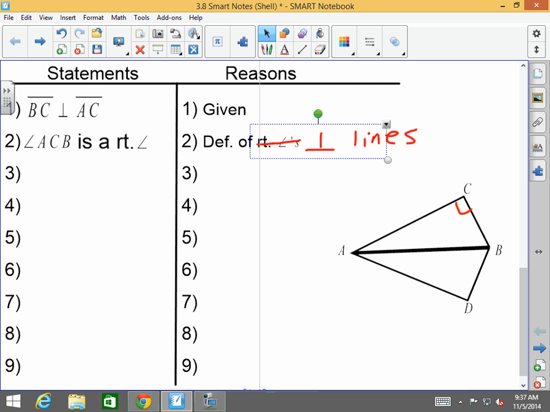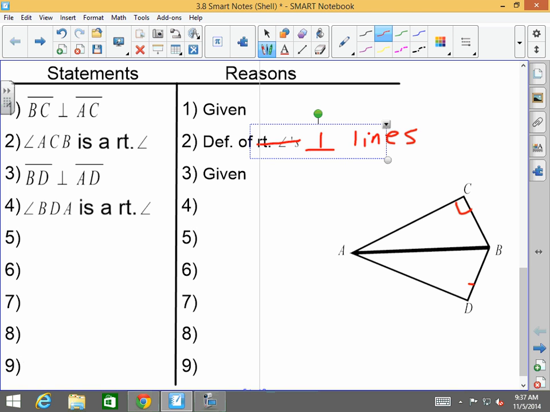Next, we have another given with another perpendicular, and it states that BD is perpendicular to AD. That's a given. What can we determine from that or infer from that? There you go, my brother. Angle BDA or ADB, however you want to mention it, is a right angle. And so we're going to go ahead and label it. You know, I love to label things. Why? Not definition of right angles. That is my bad. It is definition of perpendicular lines. Again, I apologize.